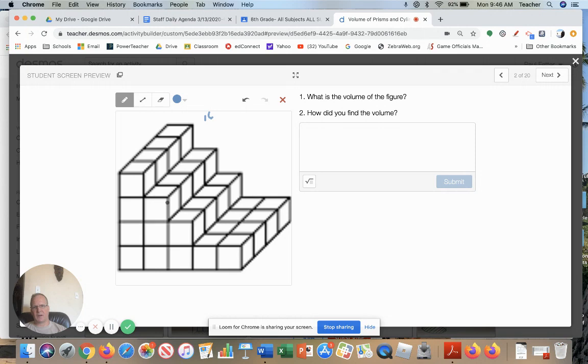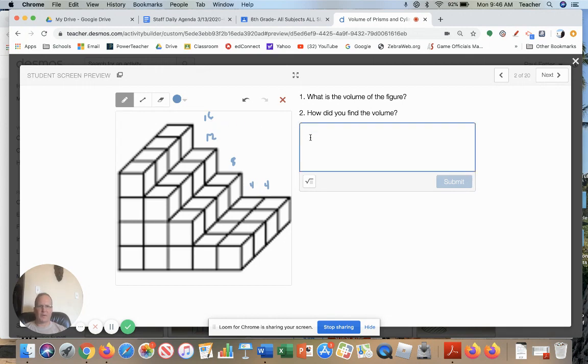This one right here is 1, 2, 3 by 1, 2, 3, 4. So that one's going to be 12. This one's going to be 2 by 4, which is 8. And this is going to be 1 by 4, which is 4. And that's also 4. So now we just add them up. 4 plus 4 is 8, plus 8 is 16, plus 12 is 28, plus 16 is 44.